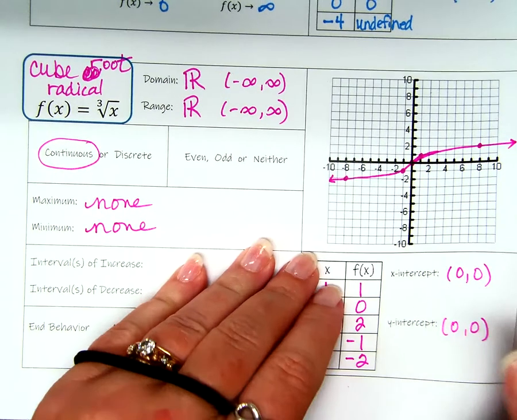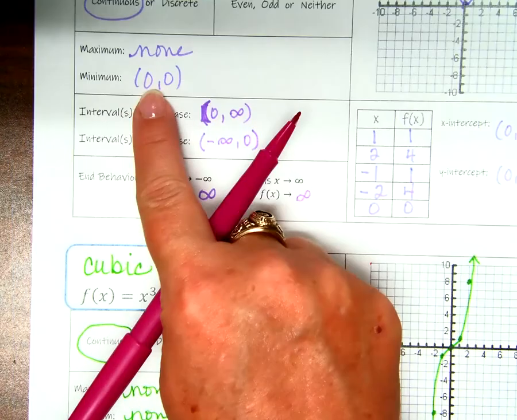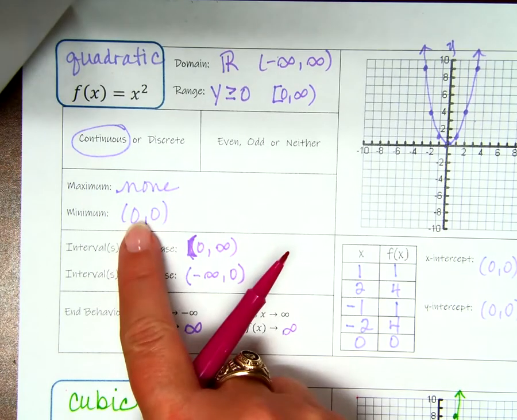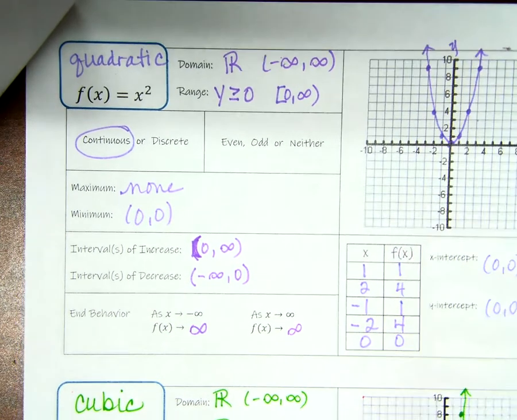Now remember, we have done these that had a maximum or a minimum, right? Quadratic had a minimum because it stopped at a point, because its range was different. You remember that? Okay.